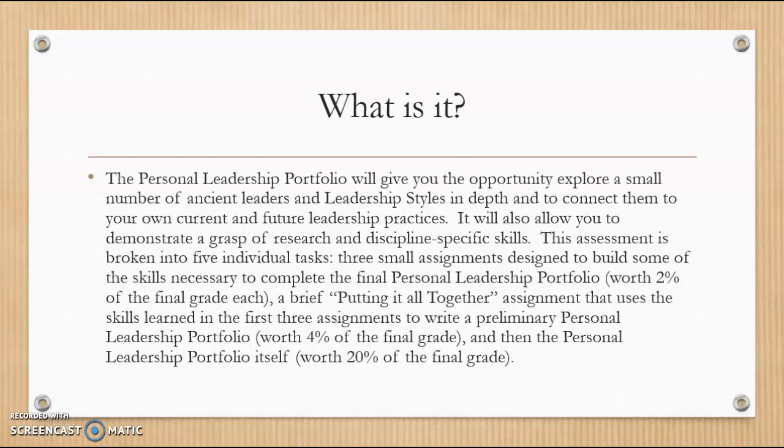This assessment is broken into 5 individual tasks. 3 small assignments designed to build some of the skills necessary to complete the final personal leadership portfolio, worth 2% of the final grade each. A brief pulling it all together assignment that uses the skills learned in the first 3 assignments to write a preliminary personal leadership portfolio, worth 4% of the final grade. And then the final personal leadership portfolio itself, worth 20% of the final grade.